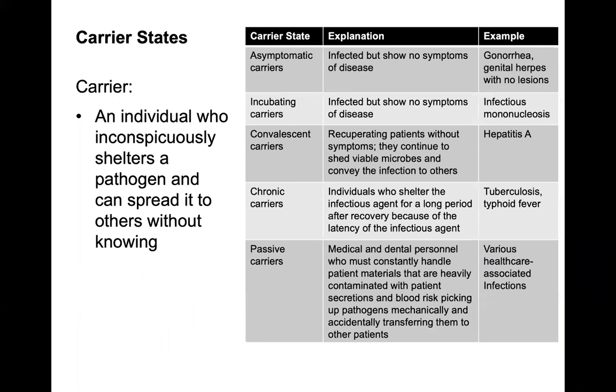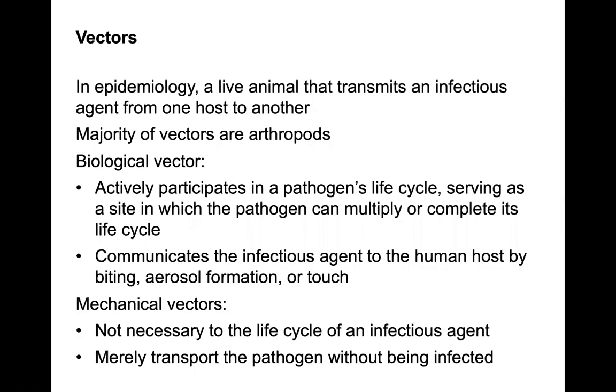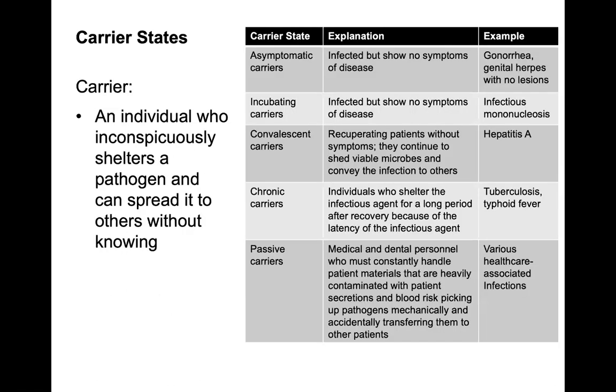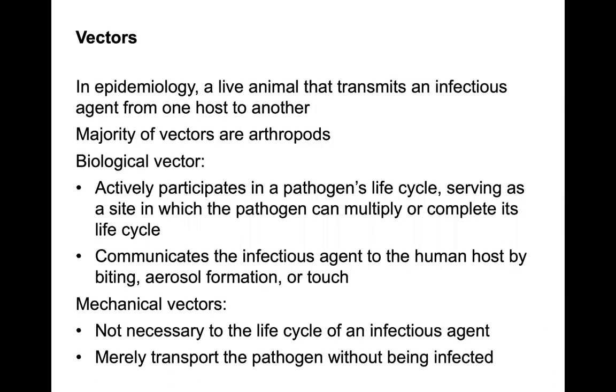Carrier states. A carrier is an individual who inconspicuously shelters a pathogen and can spread it without knowing. And again, you can see some of the carrier states here. We have asymptomatic carriers, symptomatic carriers, incubating carriers, convalescent carriers. So look at these different examples here.